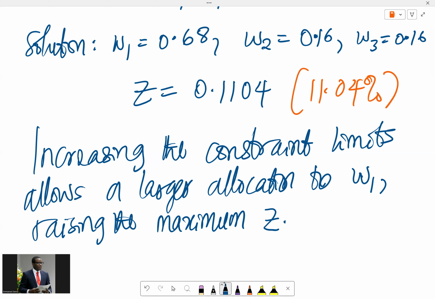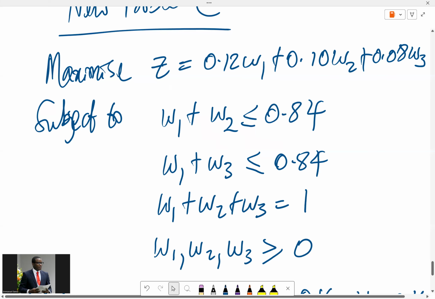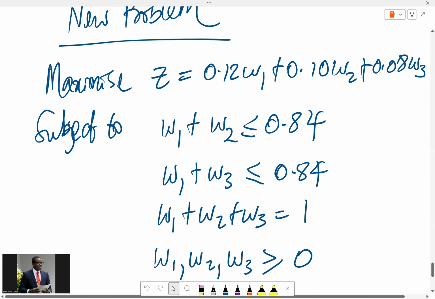So in this case, increasing the constraint limit is more or less like maybe you invested 80% of your funds in it before. Now you are putting 84%. So it's more like you're increasing your investment in these things. That's basically the analogy that we get.